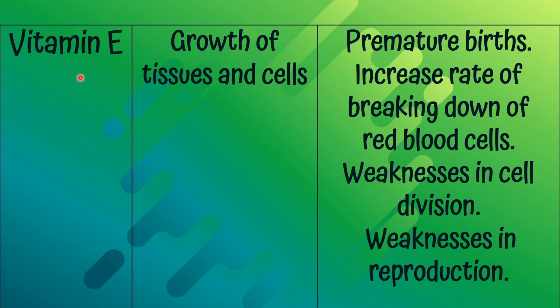Okay, then let's talk about vitamin E. Growth of tissues and cells is the function of vitamin E, and the deficiency symptoms are premature births, increased rate of breaking down of red blood cells, weakness in cell division, and weakness in reproduction.